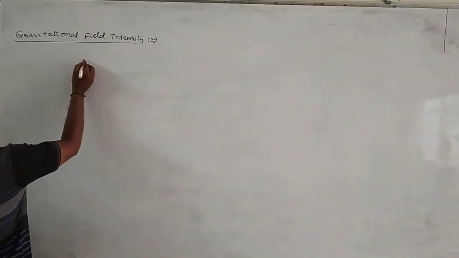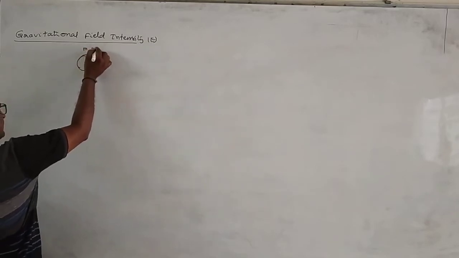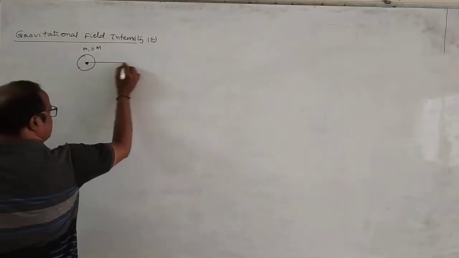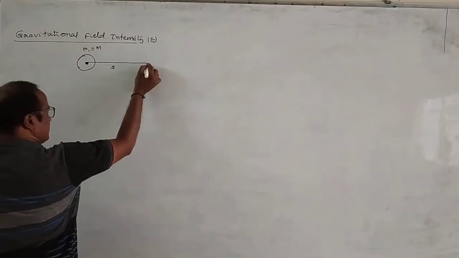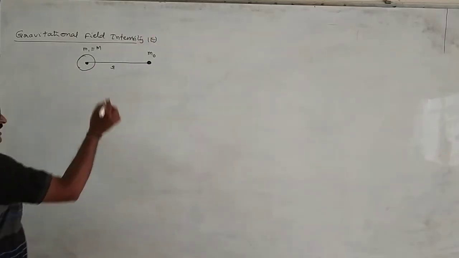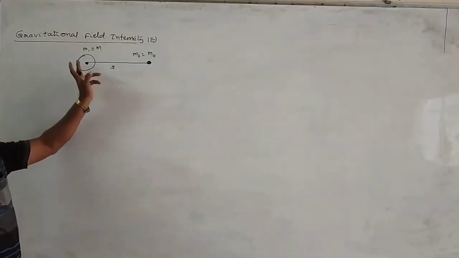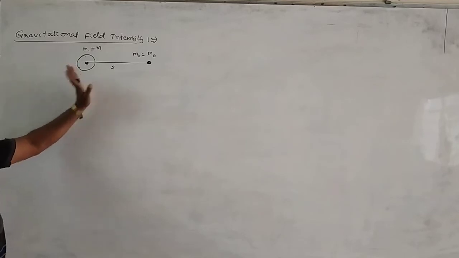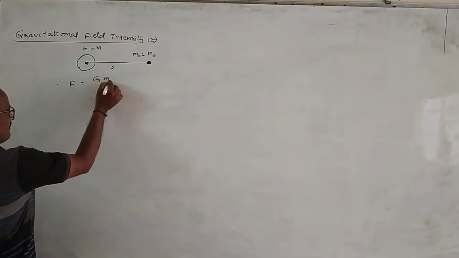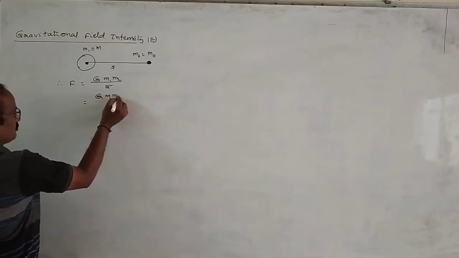See, for example, there is a first body. Mass of the first body m1 is equal to capital M. At a distance r from its center, there is a point P at which another mass m0 is taken. Now the gravitational force exerted on this body by the first one, according to Newton's law of gravitation, is F is equal to G m1 m2 by r square, or G into capital M into m0 by r square.